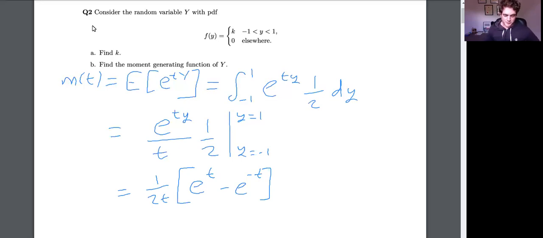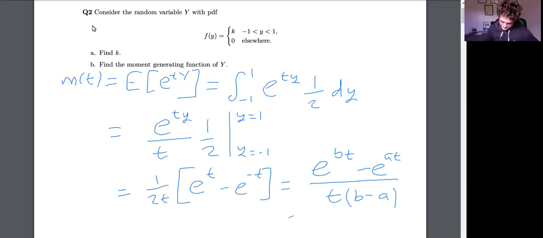This is reasonably what we'd expect, because we know for the uniform distribution that if we have a random variable that's uniform on -1 to 1, or more generally from a to b, then we know that the moment generating function is given by e to the bt minus e to the at over t times (b minus a). So that's for a uniform random variable on the interval a b. So it checks out.